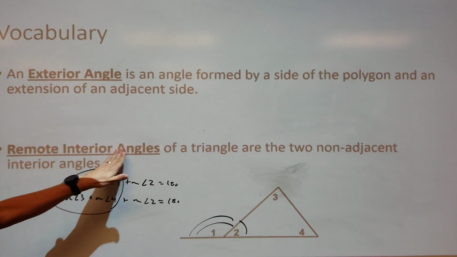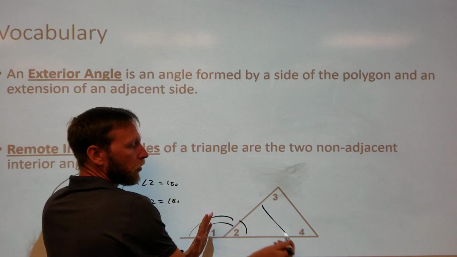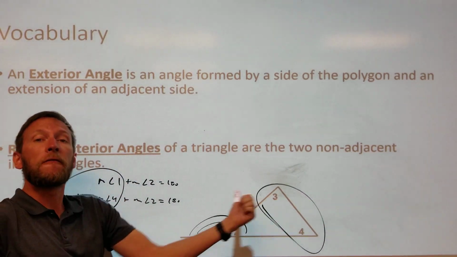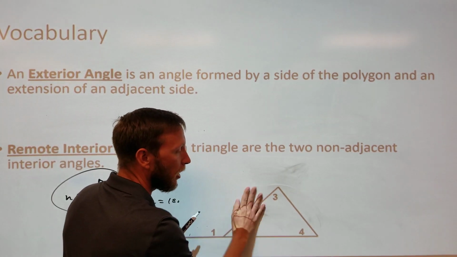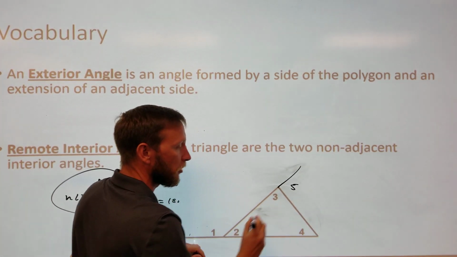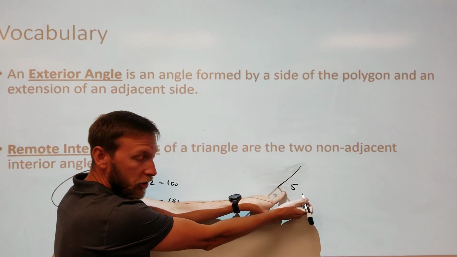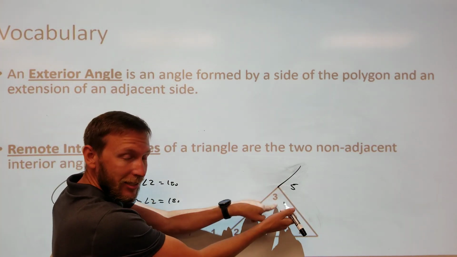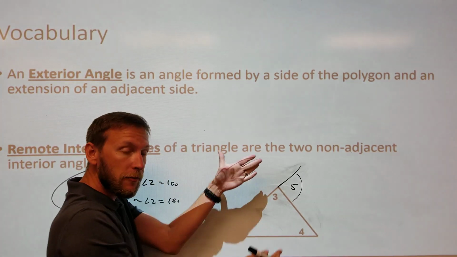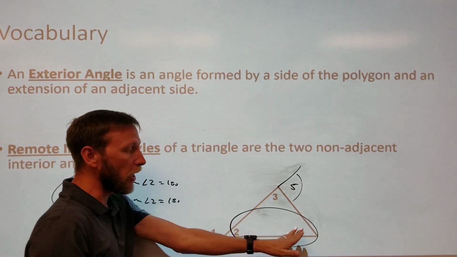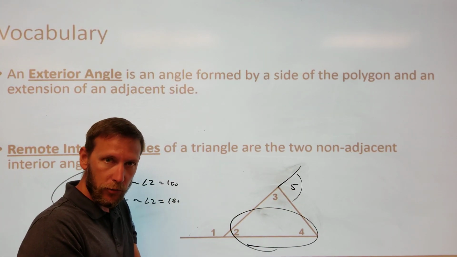And so remote interior angles are the angles that are far away. So these are the remote interior angles from the perspective of angle 1. If I have a different angle out here, if I have angle 5, for example, then angle 5 is exterior. Angle 3 is the adjacent interior. Together those make 180. But from the perspective of angle 5, these two, angles 2 and 4, are now the remote interior angles. All right?